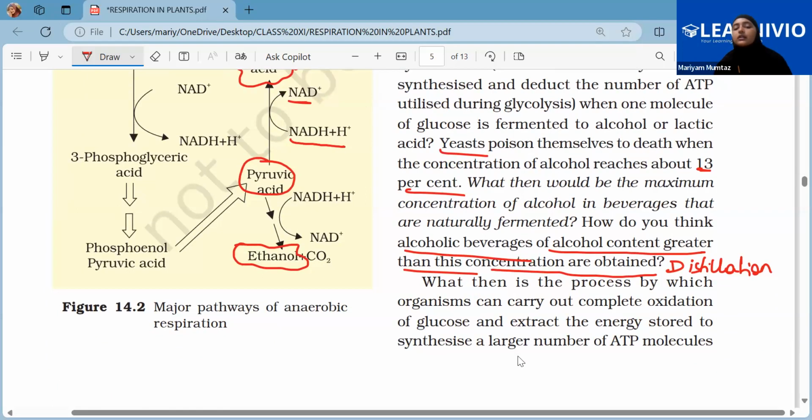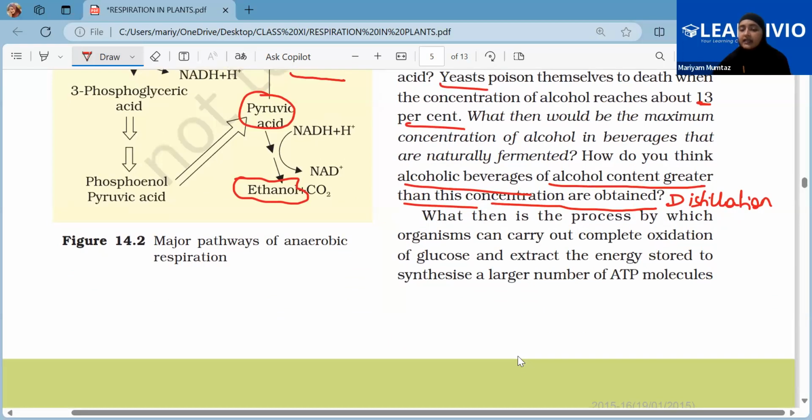Now, what then is the process by which organisms can carry out complete oxidation of glucose and extract the energy to store, to synthesize a large number of ATP molecules?